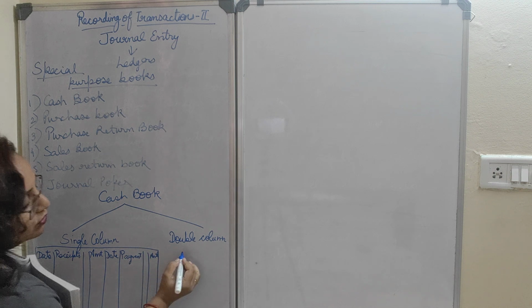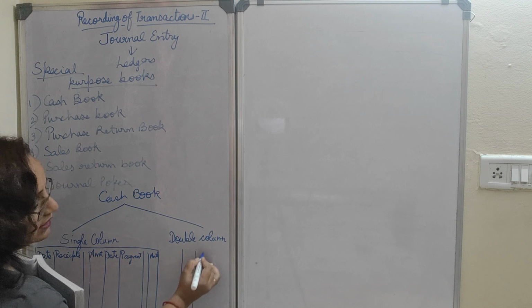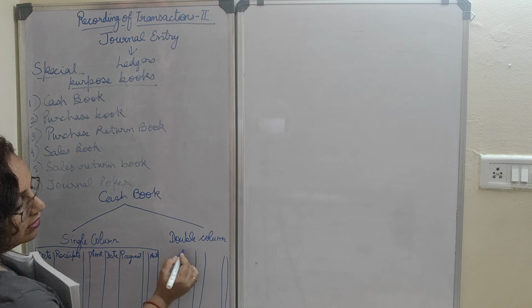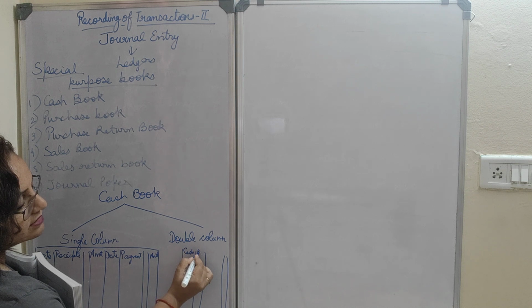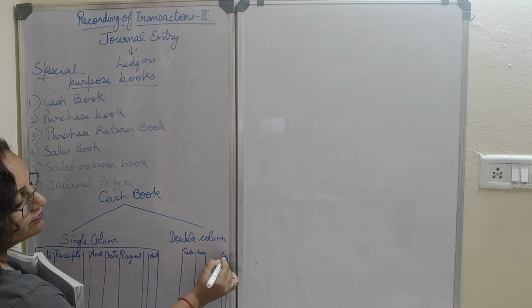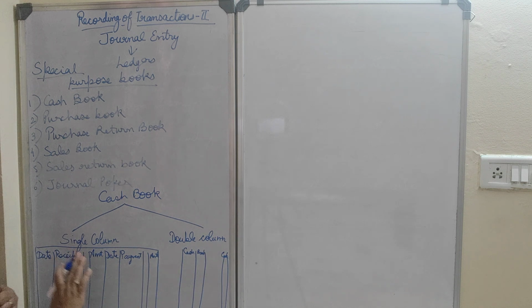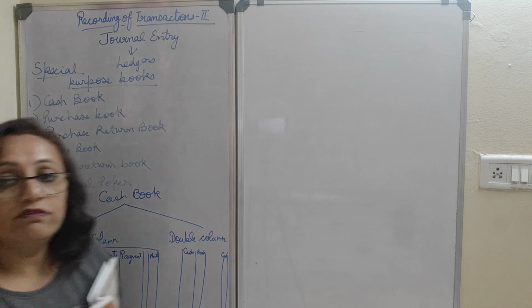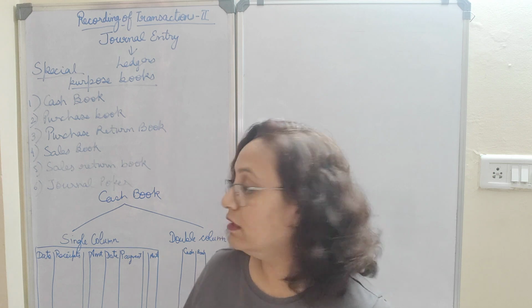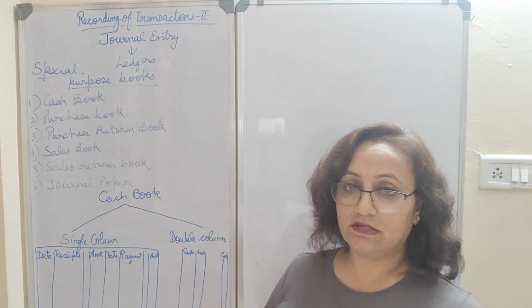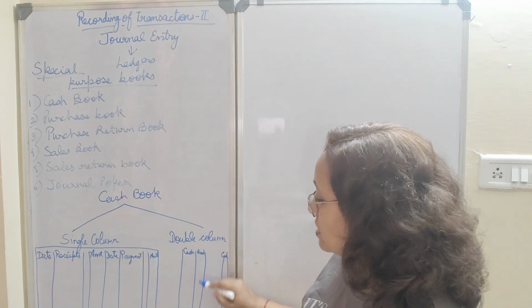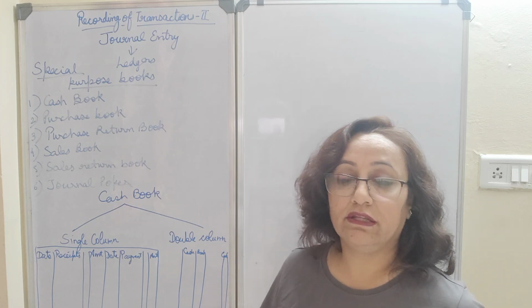But double column cash book has two columns, on the right hand side also and on the left hand side also. One is the cash and one is the bank. So this is the major difference: in single column cash book all the transactions related to cash are recorded in this amount column, but double column cash book has one bank column also. Whatever transactions take place through the bank will be written in the bank column, whether it is a receipt or payment. The format is just like a ledger, right? So bank amounts are written in the bank column and cash amounts are written in the cash column.